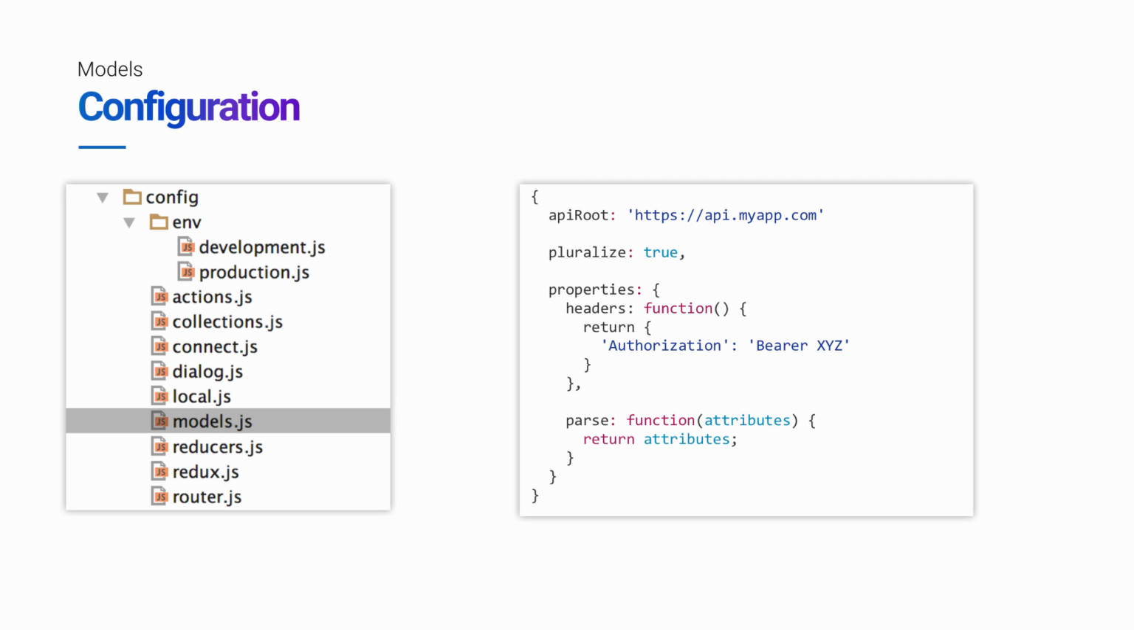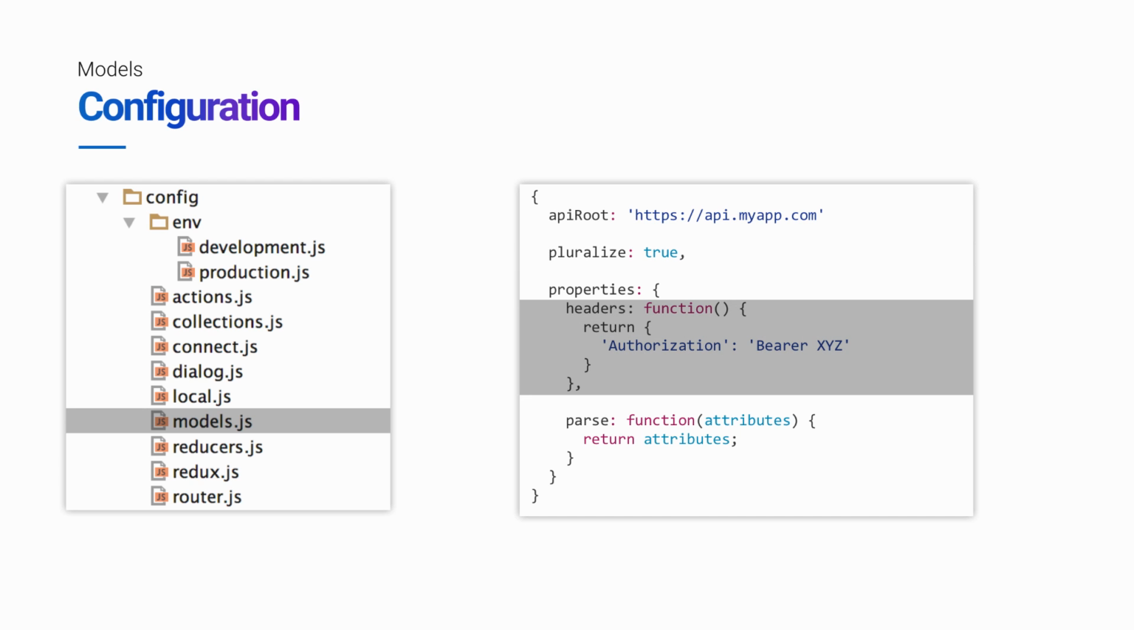And this file basically is where you specify the majority of the server interactions that are common across your application. So for example, the API root is the field we're going to be interested in, and this is where you specify your default API server. Pluralize is a property that lets you tell Lore if your endpoint is /tweets or /tweet. Some different API servers use different pluralization conventions.